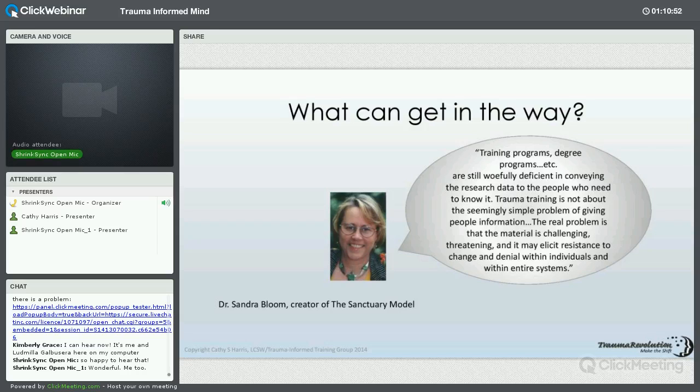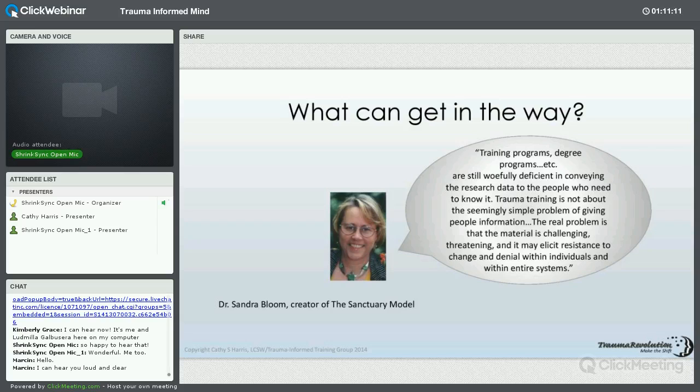Dr. Sandra Bloom created the Sanctuary model. This is an organizational model of change. It started as a treatment model, but has been developed into an organizational model of change. She is on the East Coast, and if your organization has up to, I believe, 17 or 18 people at a time, you can send them to get trained in the Sanctuary model.